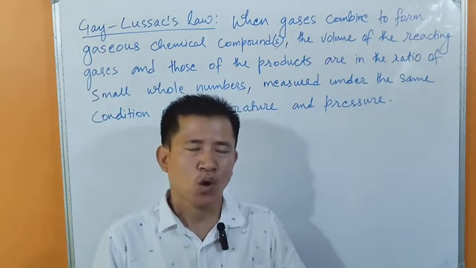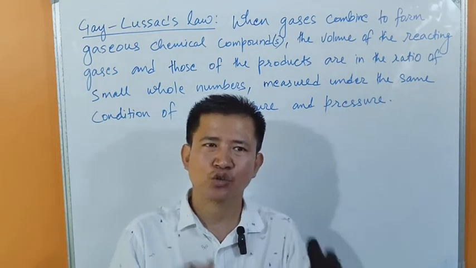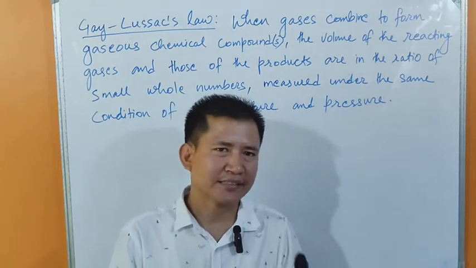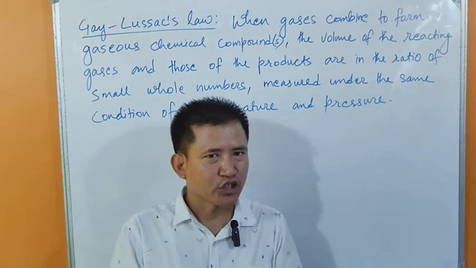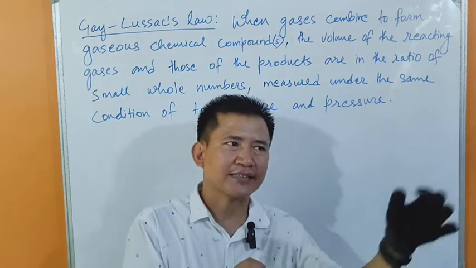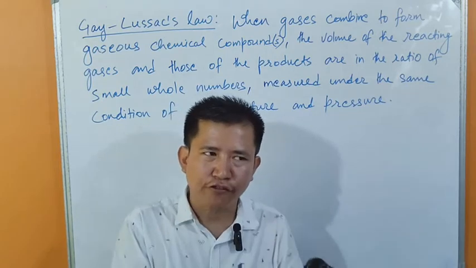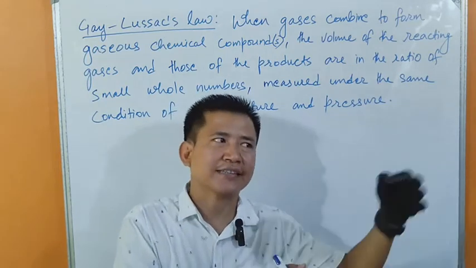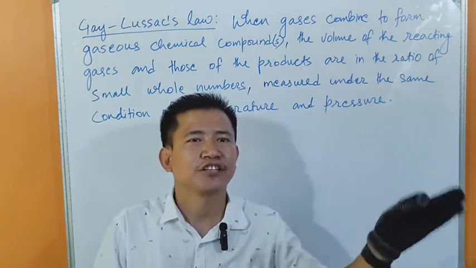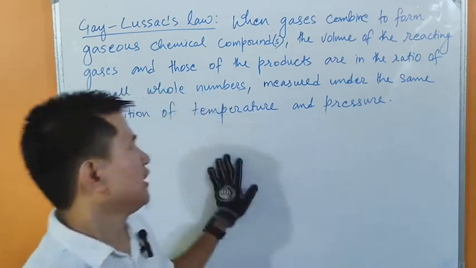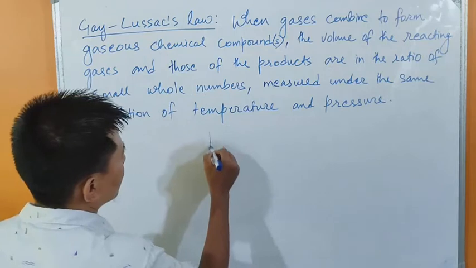Let me explain. When gases react, they react in volume also, and the ratio of the volumes of the reacting gases and the product, if the product is gas, are in the ratio of small whole numbers. Okay, suppose, let me give you an example to make you understand this better.